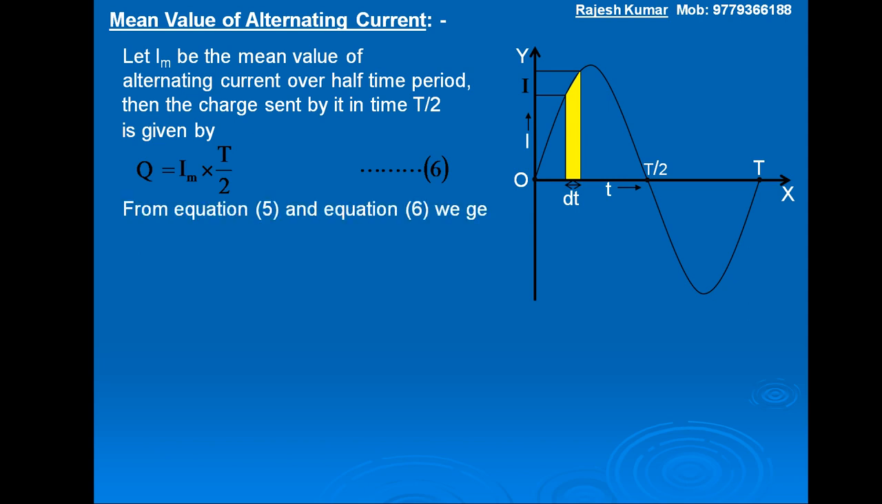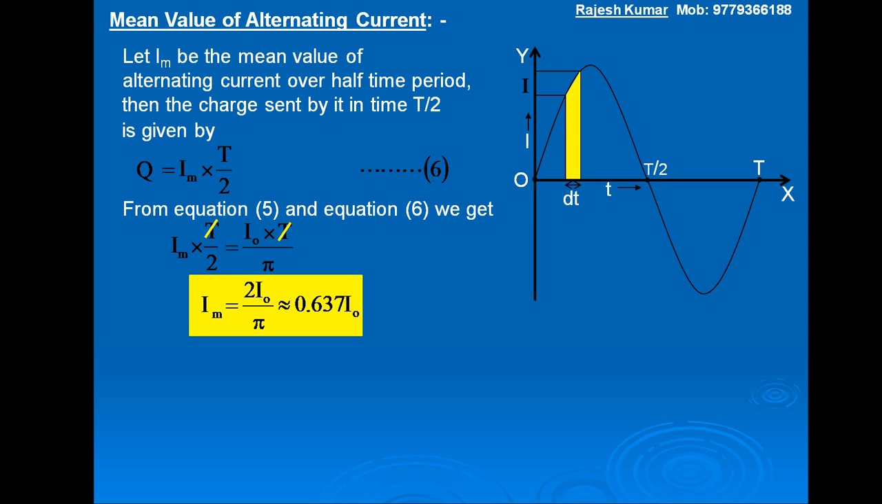From equation 5 and equation 6, we get Im into T by 2 is equal to I naught into capital T by pi. Now, from both sides, capital T cancels. So we get Im is equal to 2 I naught upon pi. Or putting the value of pi, it becomes nearly equal to 0.637 into I naught. So this is the mean value of current for half time interval.